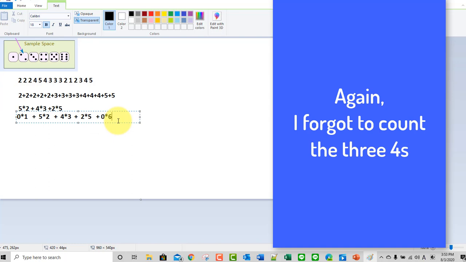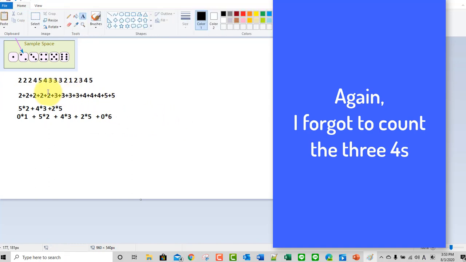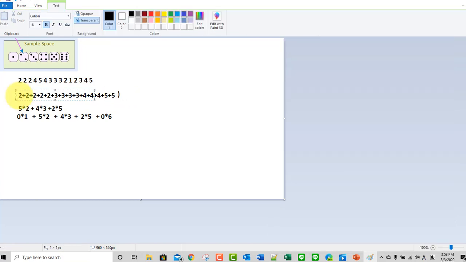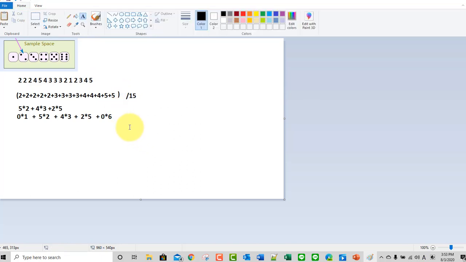0 times 6. And then don't forget that to get the average, we don't just do this, we have to divide the whole thing by the number of elements there, which in this case is 1, 2, 3, 4, 5, 6, 7, 8, 9, 10, 11, 12, 13, 15. So I have to divide by 15. So that's what we were really doing when we calculate the average.